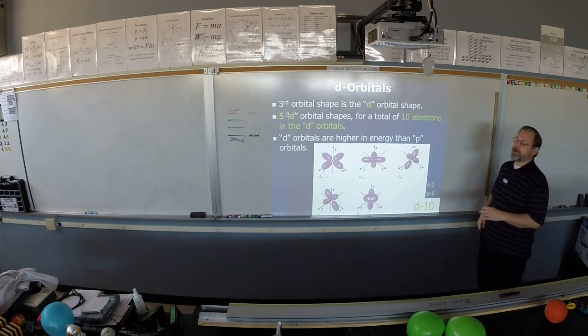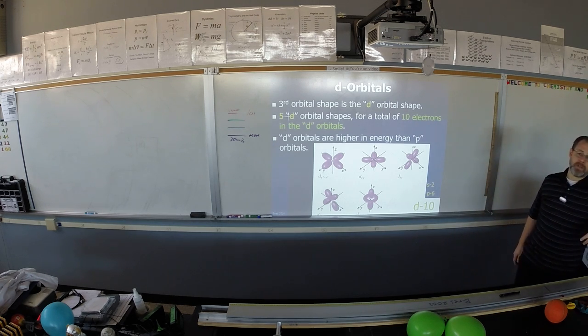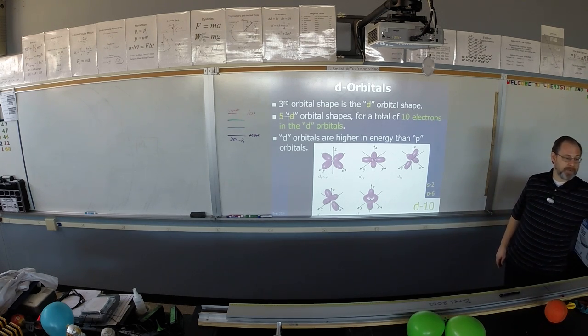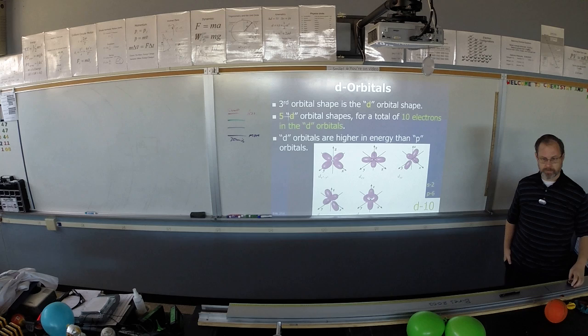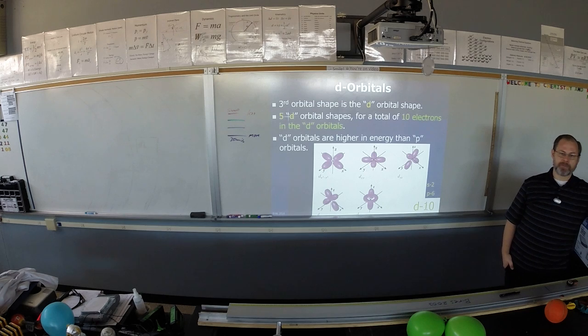So D orbitals are higher in energy than the P, and again we say D10 because the D block orbitals can hold 10 electrons. If we fill them up, we'll have a D10. And if you think those look goofy, wait till you see the next group of orbitals. The F block, yeah. Is the F block the rare earth metals? Exactly right, yeah. The F block is rare earth metals.